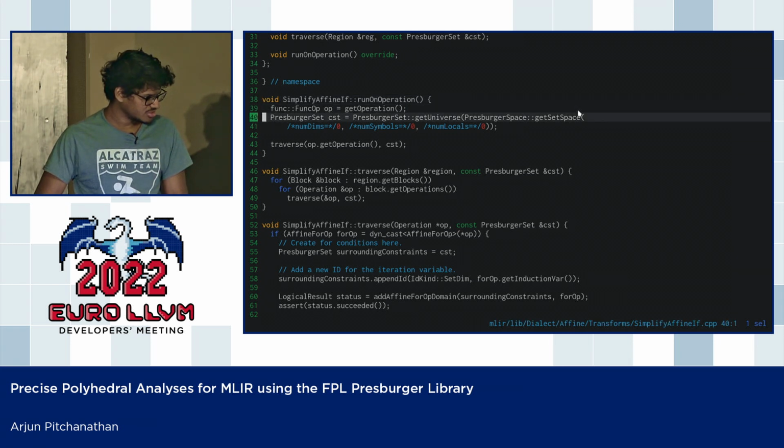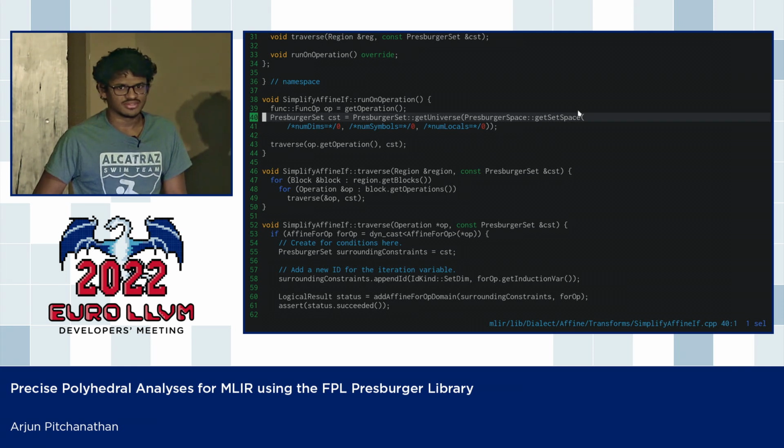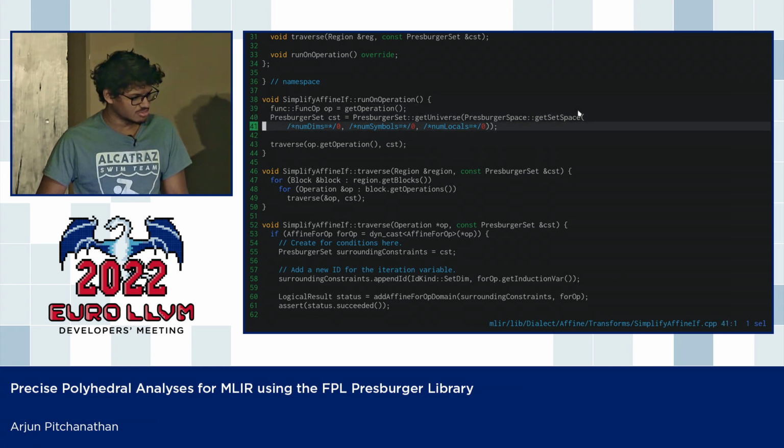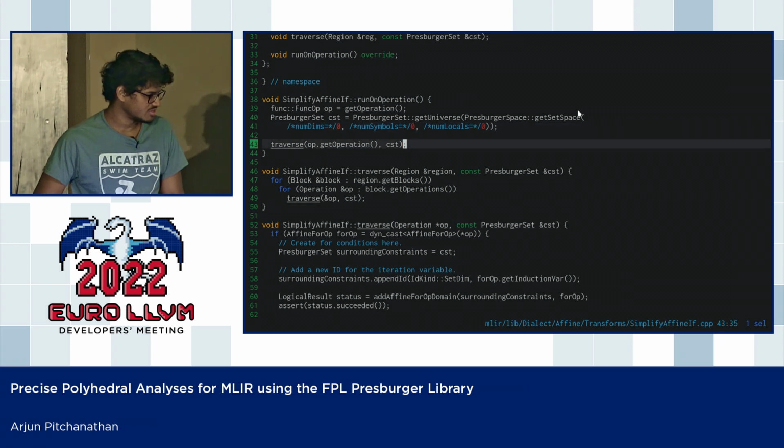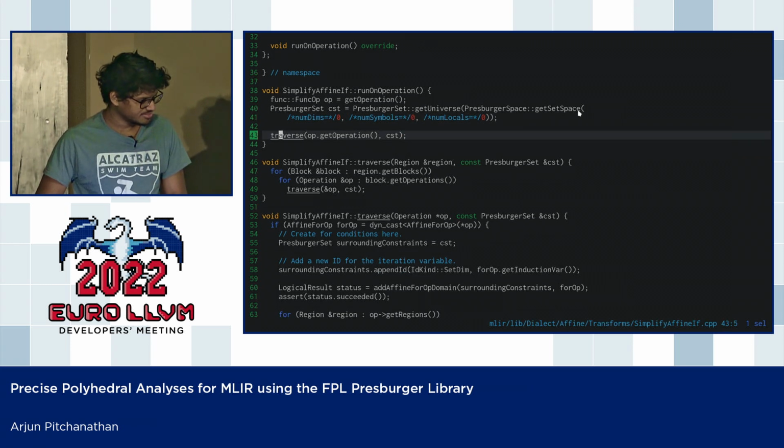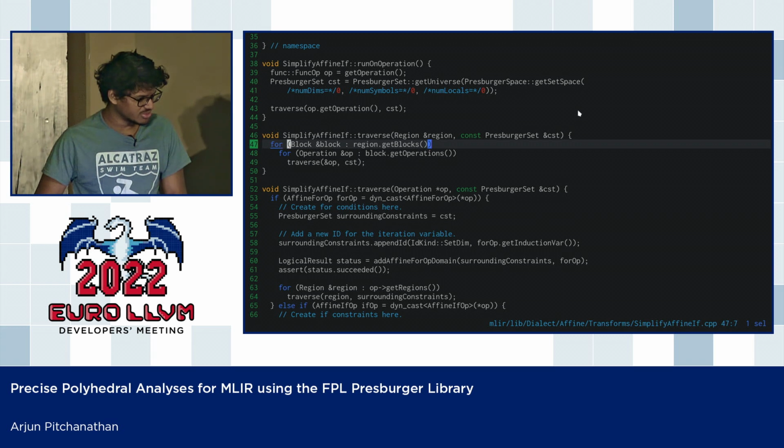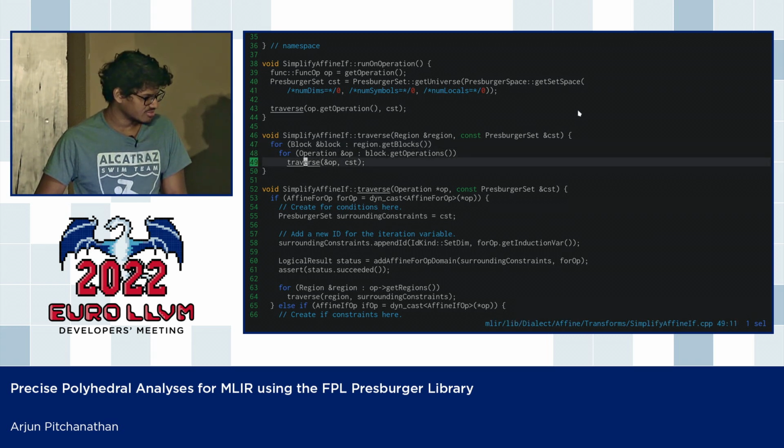So we get the operation. Initially we construct the context by passing the space. So initially there's nothing, but as we walk through the IR, we will end up adding more IDs and more constraints. So let's traverse the IR. If it's a region, we just recurse into every block and every operation and traverse it.